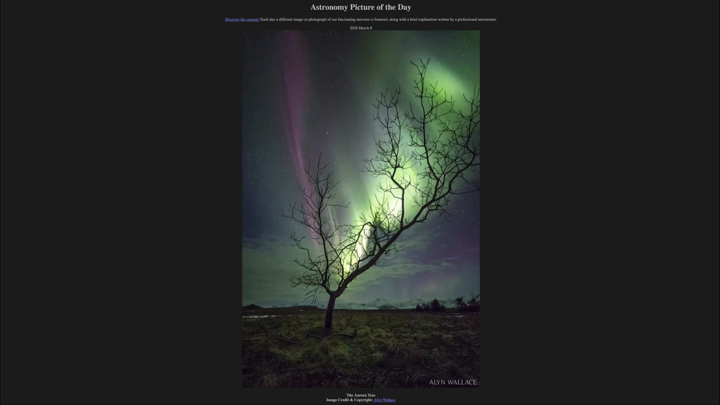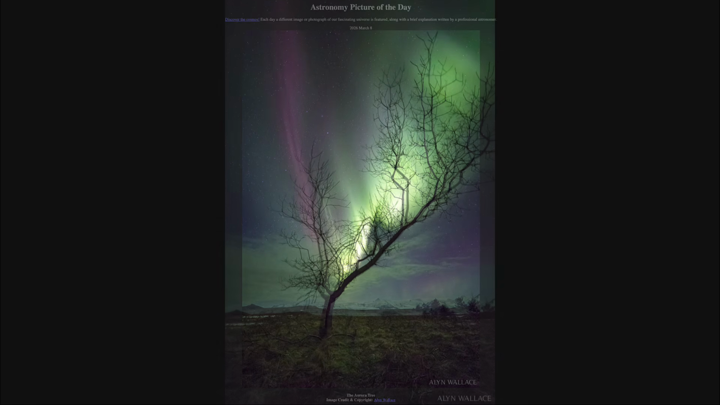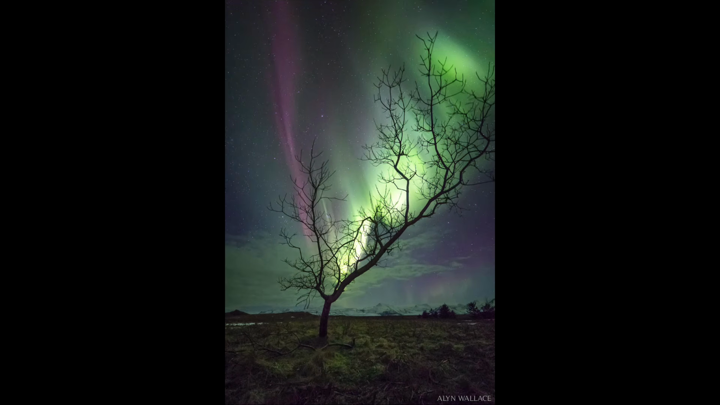Today's picture is titled the Aurora Tree. So what do we see here? Well, in the foreground we see a tree here on Earth, and getting the lineup perfect, we can see the aurora going off the branches of the tree.